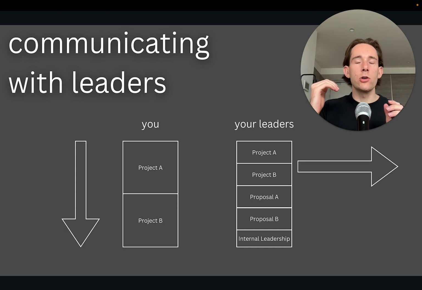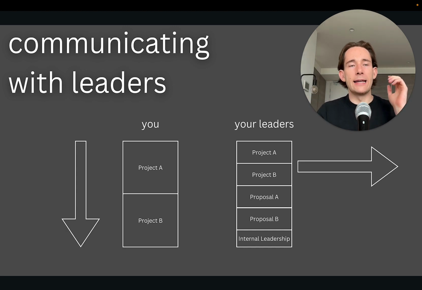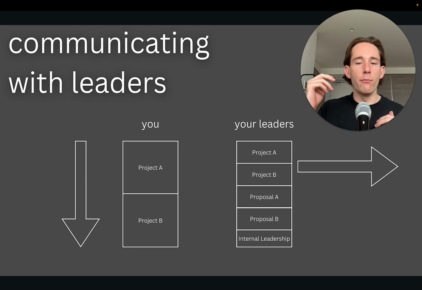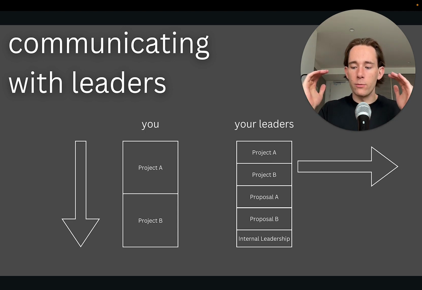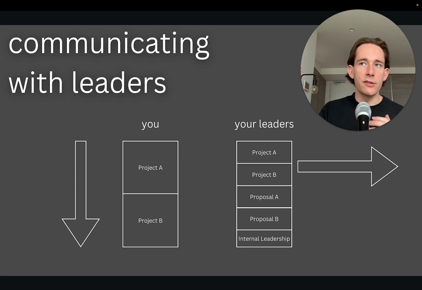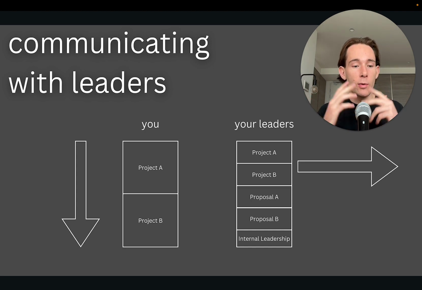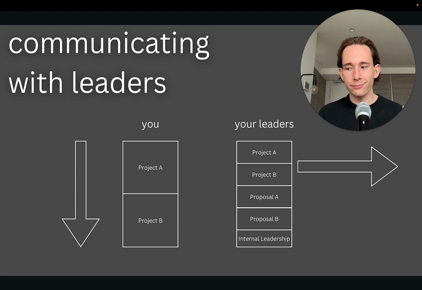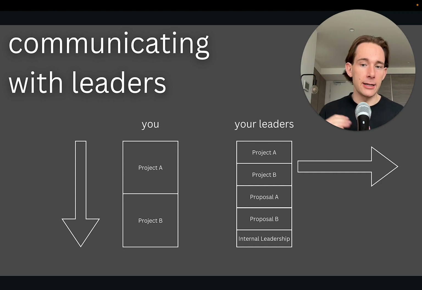Your leaders, by contrast, and again, there are always exceptions to this, will in general be working on more things and putting less time into each of them. They'll be working on more things, but shallower, whereas you'll be going much deeper. So you might have two projects that you're splitting your time across, but the leaders above you might have two projects as well as multiple proposals they're trying to do, as well as internal leadership work. And even within those two projects, they might be managing multiple streams, right? So you could split it down even further.